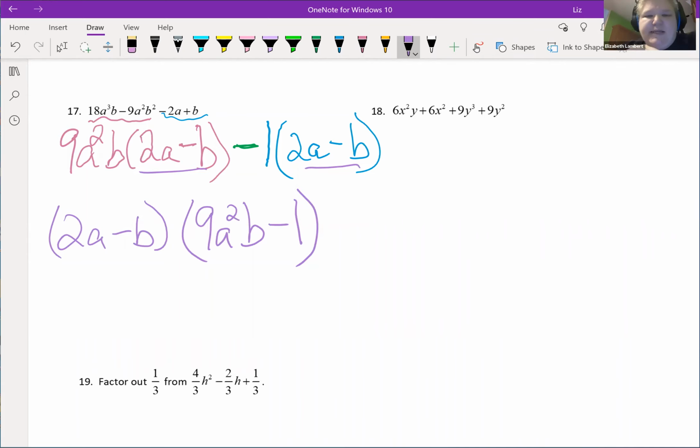All righty, now 18. Woo, we're just moving along. So this one has a lot going on. So I want you to look what is weird about this one. It's a little bit different than the others. It has something unique. So I want you to think about it for a sec.